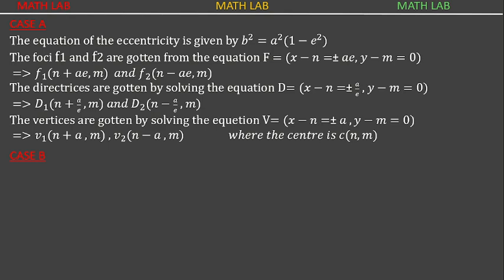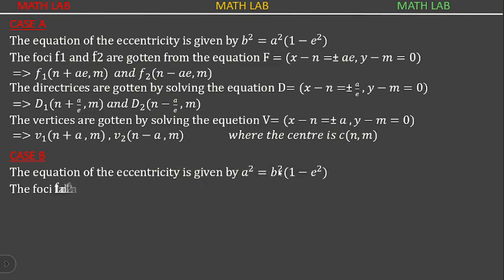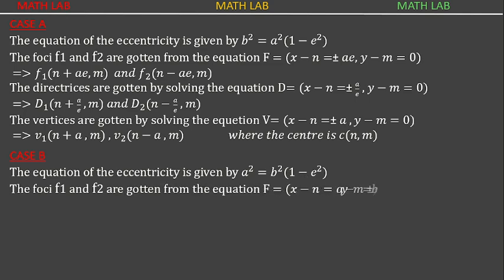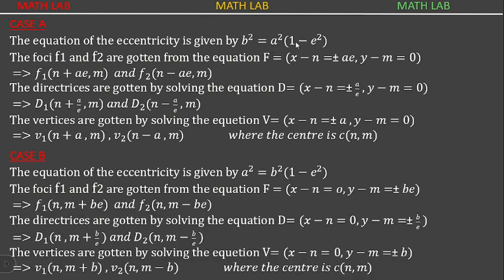Now let us have the second case, case b. For our case b, we had that b squared was greater than a squared. So for that, the equation of the eccentricity is now given by a squared equals to b squared into 1 minus e squared. Very simple. For case a it is b squared equals to a squared into 1 minus e squared. The second case is a squared equals to b squared into 1 minus e squared. Now the foci f1 and f2 are gotten from the equation f equals to this.